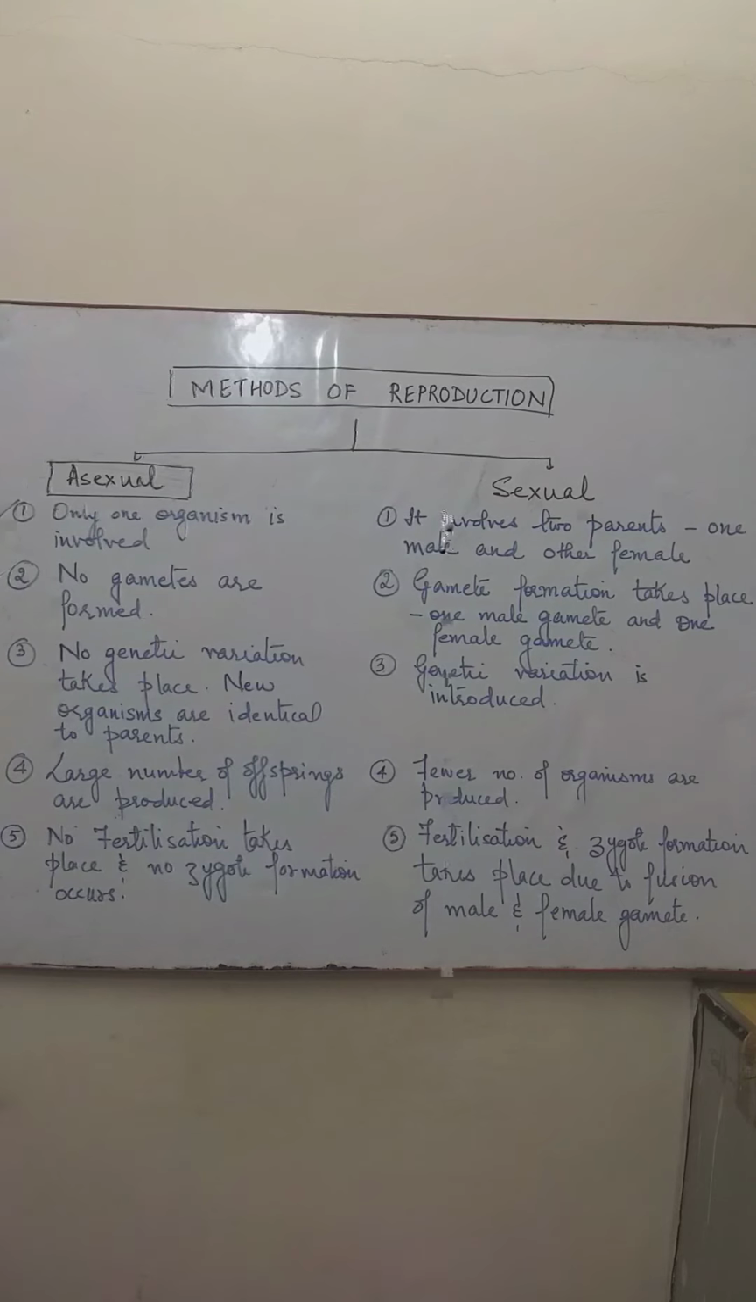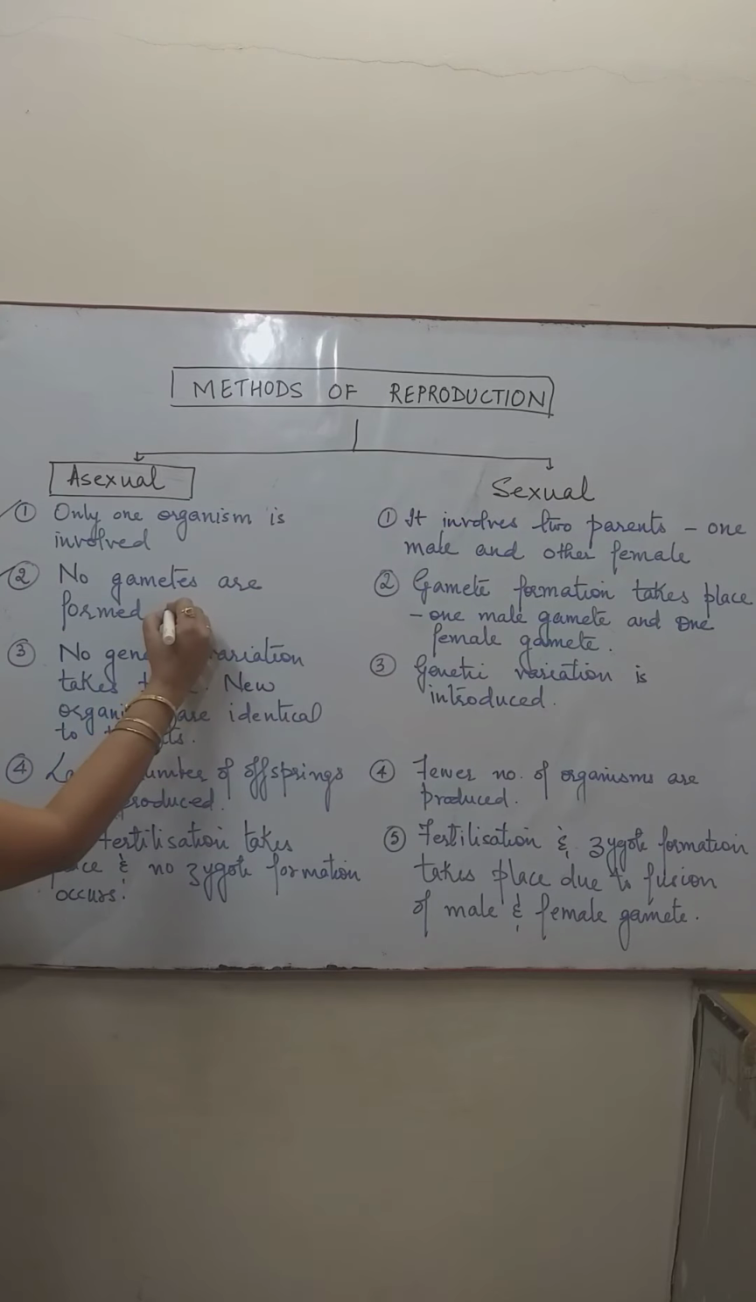There is no gamete formation. That means there is no gamete formation, and hence there is only mitotic division taking place here. So it is only mitotic division.